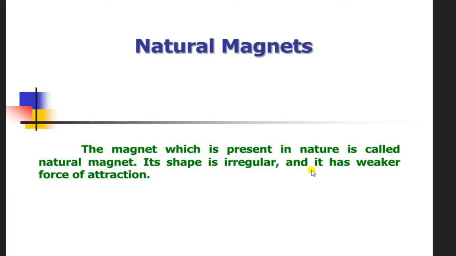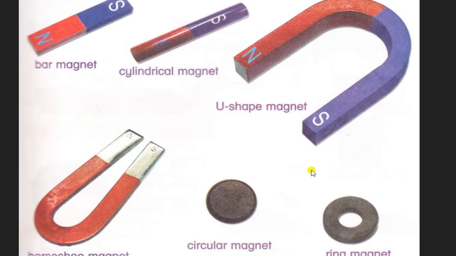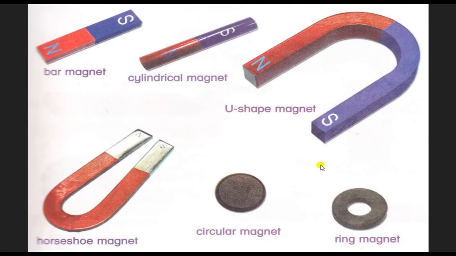Artificial magnets: magnetic substances like iron, cobalt, nickel are converted into magnets by the process of friction or induction, and are called artificial magnets. Here the force of attraction is stronger and their shapes are also different. Here you can see bar magnet, cylindrical magnet, U-shaped magnet, horseshoe magnet, circular magnets and ring magnets. These are all artificial magnets. They are not found in nature, but they are prepared according to the use.